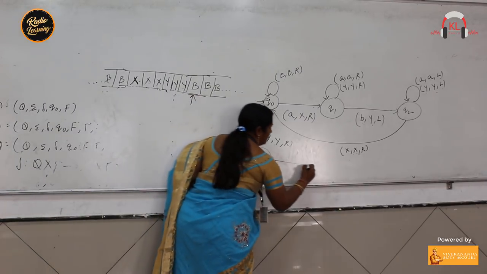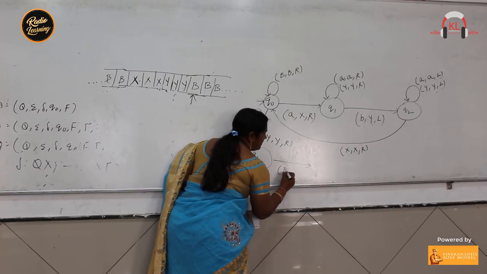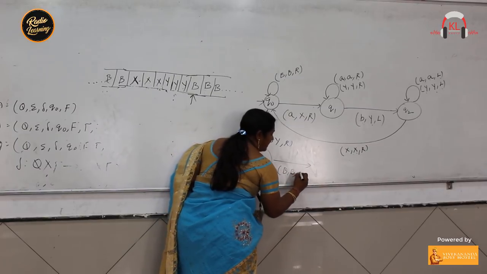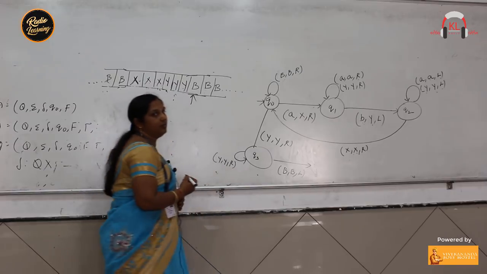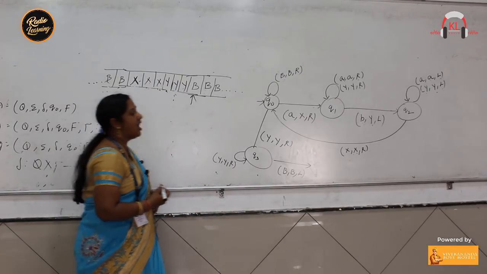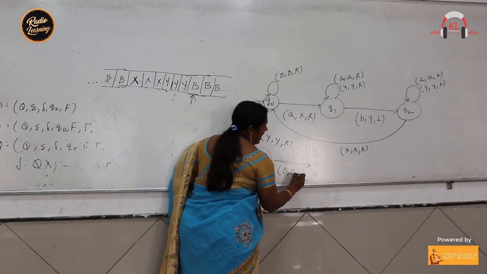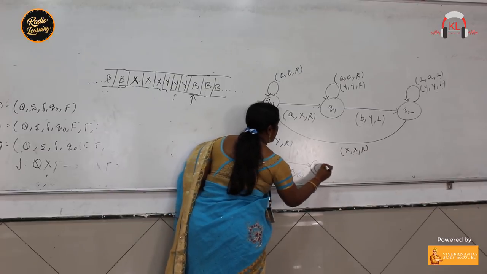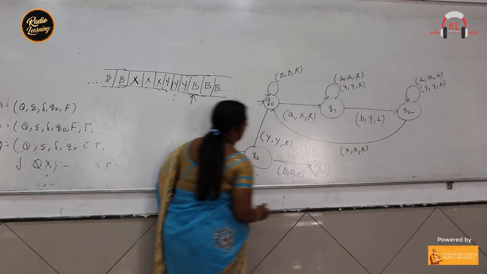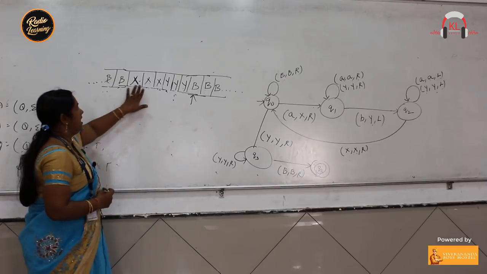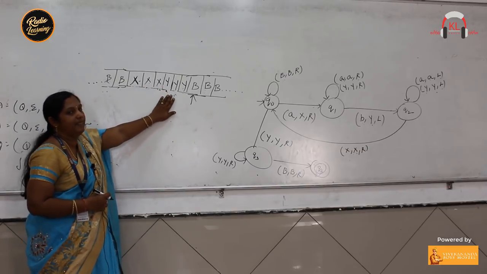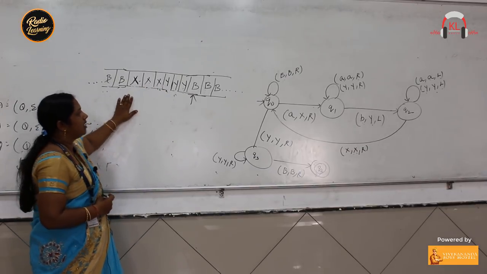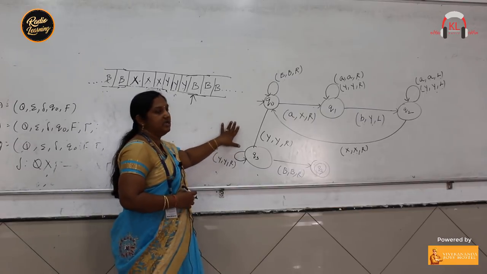If I find blank here, keep the blank as it is, and either you can move left or you can move right. That is the optional case. And here I am moving right and then you are going to the halting state, or you can say the final state. That means the number of A's is matched to the number of B's. This is called the Turing machine that I designed here.